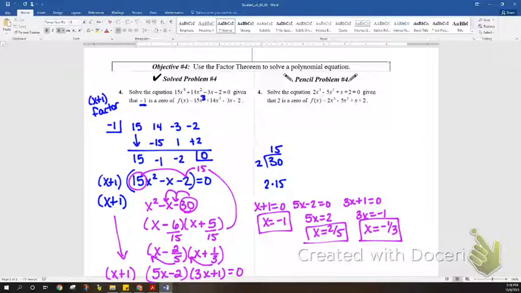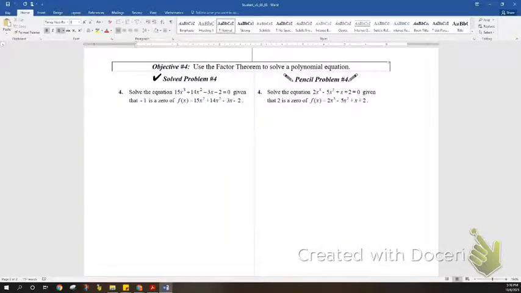All right, so if you want to try the second problem here, pause the video. I'm going to go ahead and work it. So it says solve the equation given that 2 is a 0 of that polynomial. So we're going to take a 2 here, and my coefficients are 2x cubed, negative 5x squared, 1x, and the constant is 2.